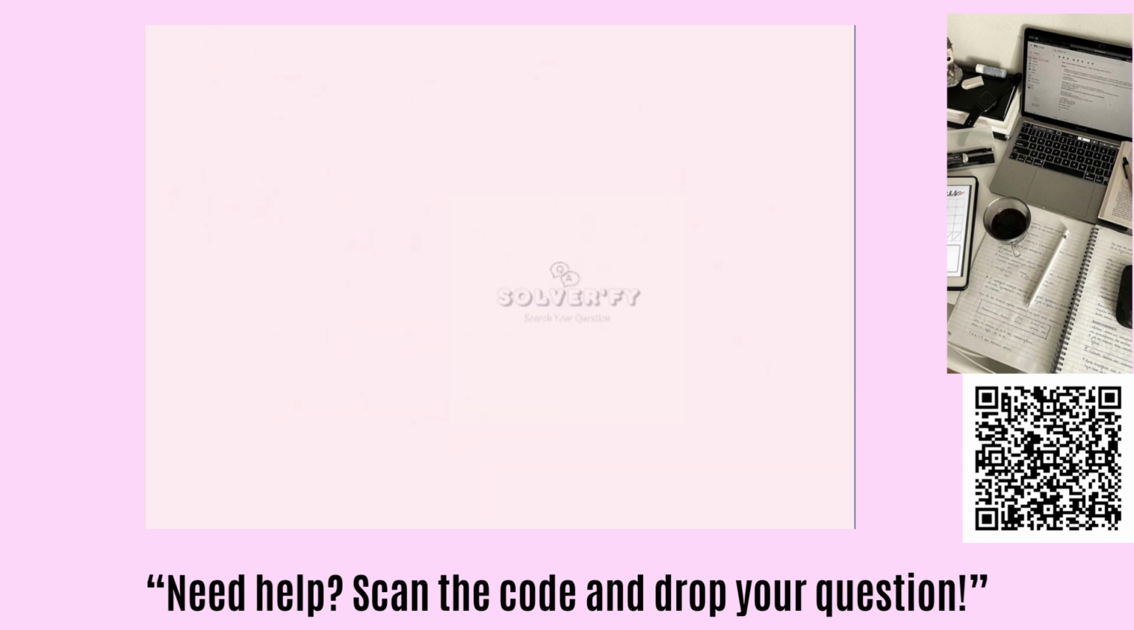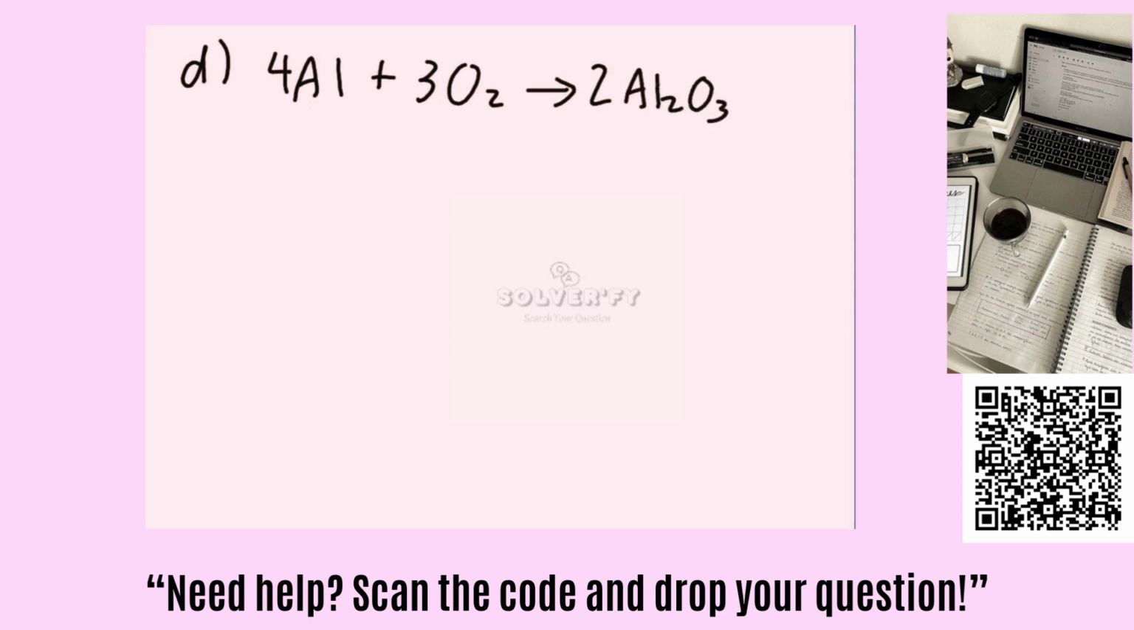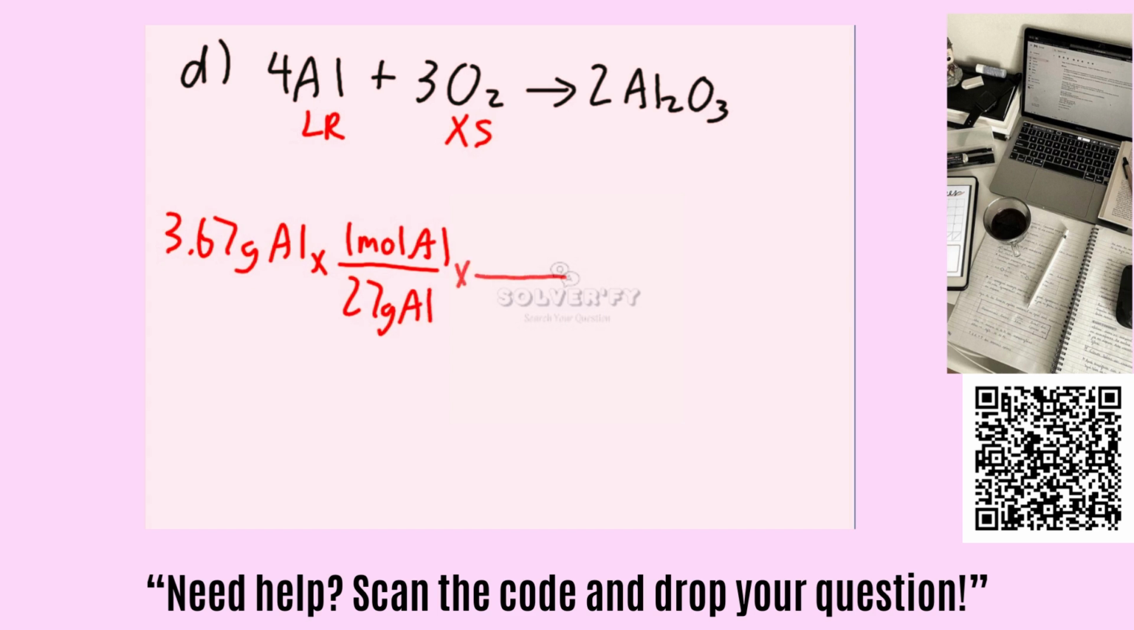And let's wrap up with part D. Part D, which says we have 4 moles of aluminum reacting with 3 moles of oxygen, forming 2 moles of aluminum oxide. Once again, limiting and excess. So let's begin. We're given again 3.67 grams of aluminum. For every mole of aluminum, according to the periodic table, there are 27 grams of aluminum.